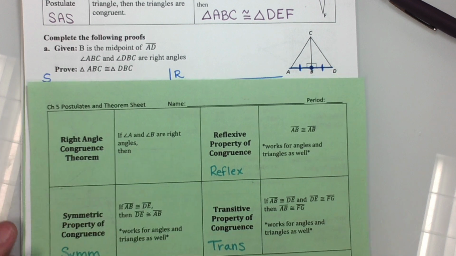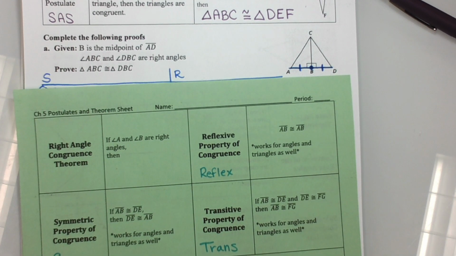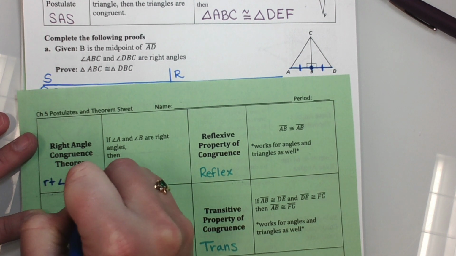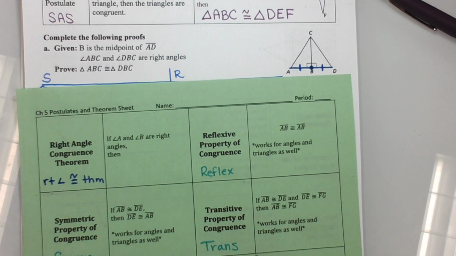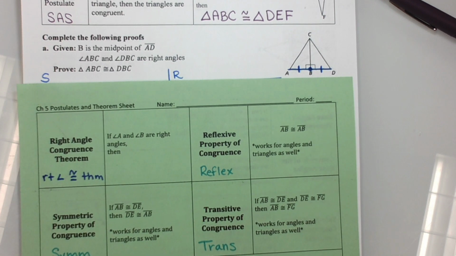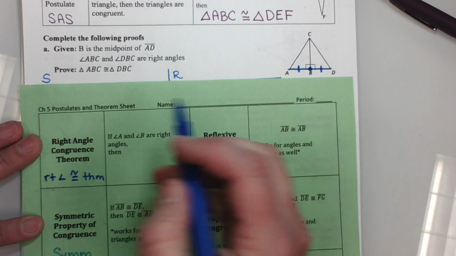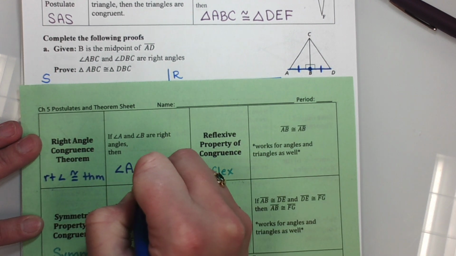Now, we haven't actually talked about this one yet. So we're going to add it to our postulate sheet. If you don't have your green postulate sheet out, you should grab it because we're going to write on it. The right angle congruence theorem. RT for right, angle symbol for angle, congruent symbol for congruent, theorem is THM, says that if you have two angles that it says are right angles, then they are congruent.